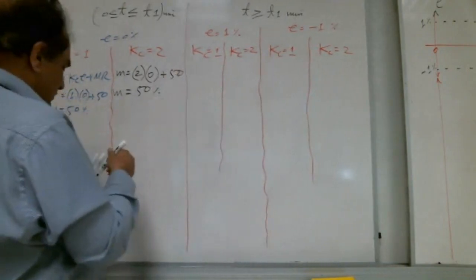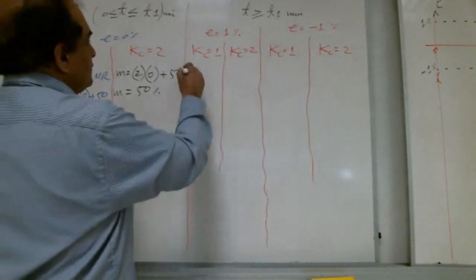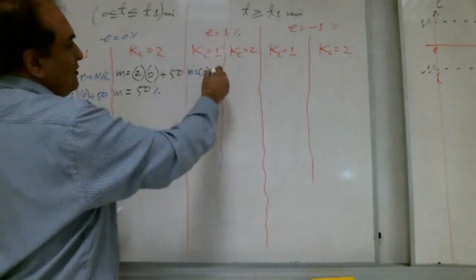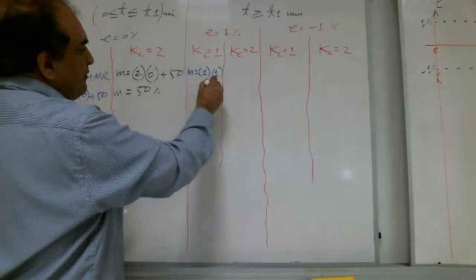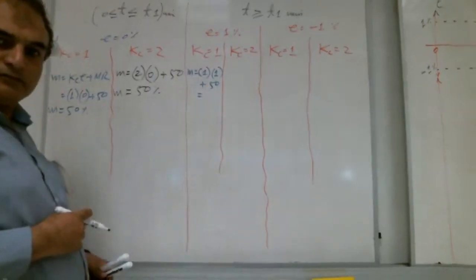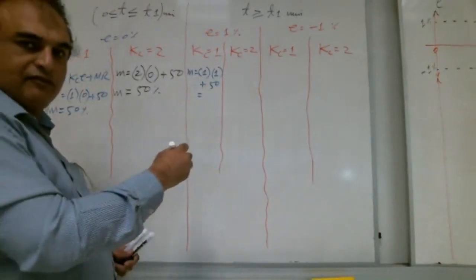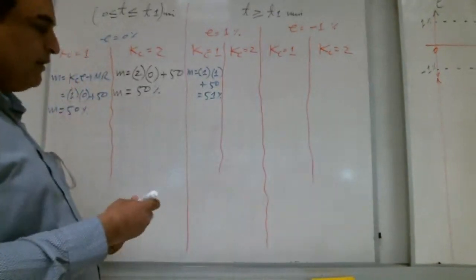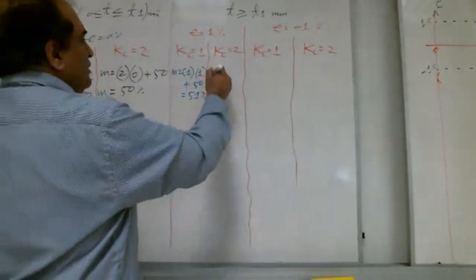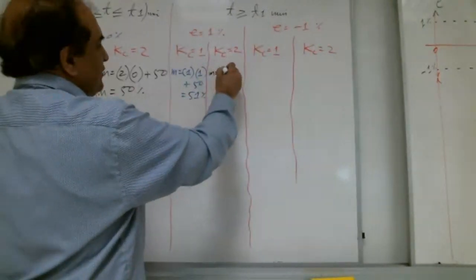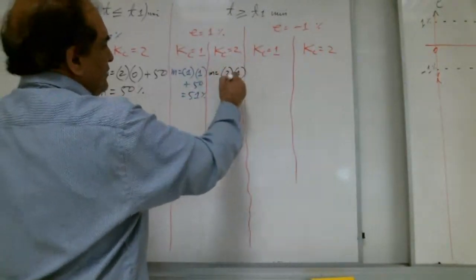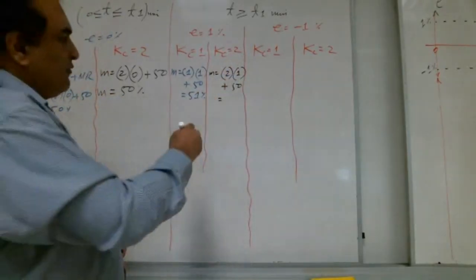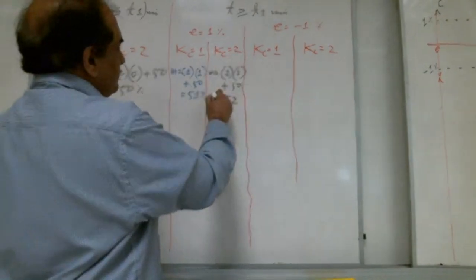How much is M here? Kc is 1. How much is the error? 1. MR is 50. So how much? 51%. Very good. How much is here? M is equal to Kc 2 times error plus 50. How much? 52. Very good. 52%.